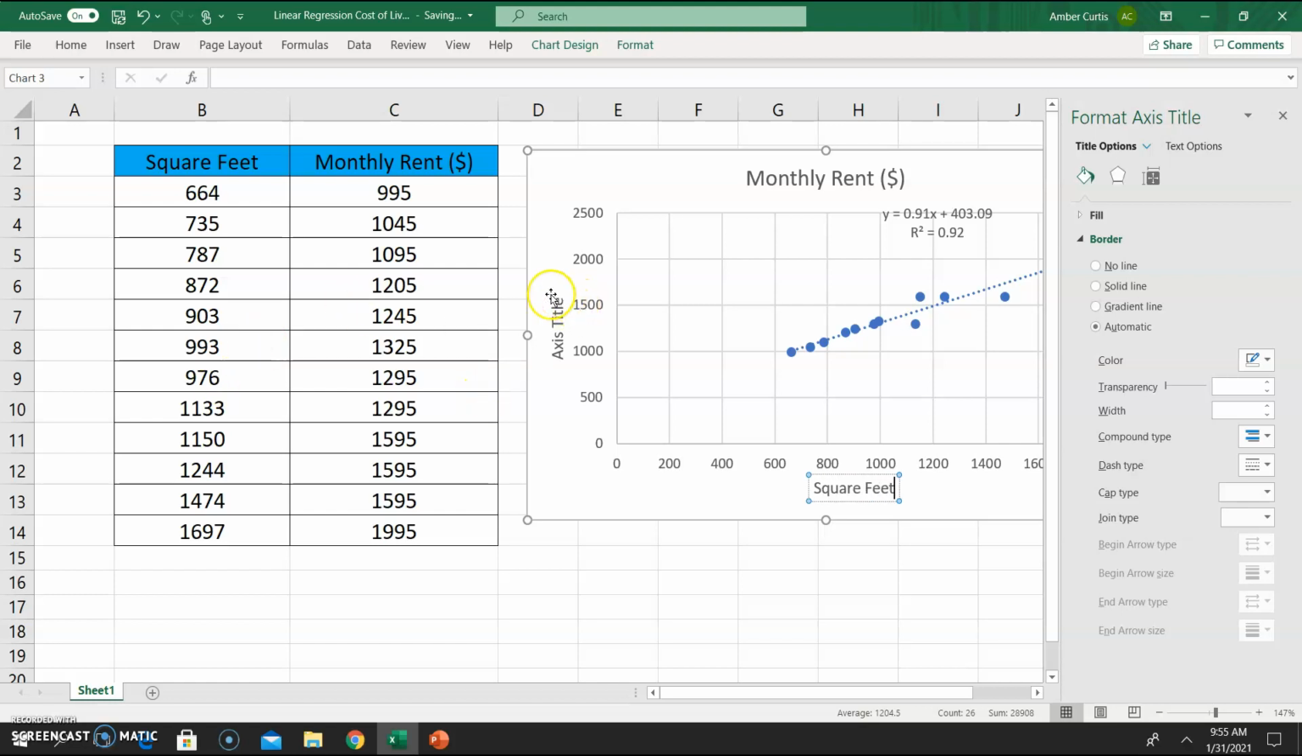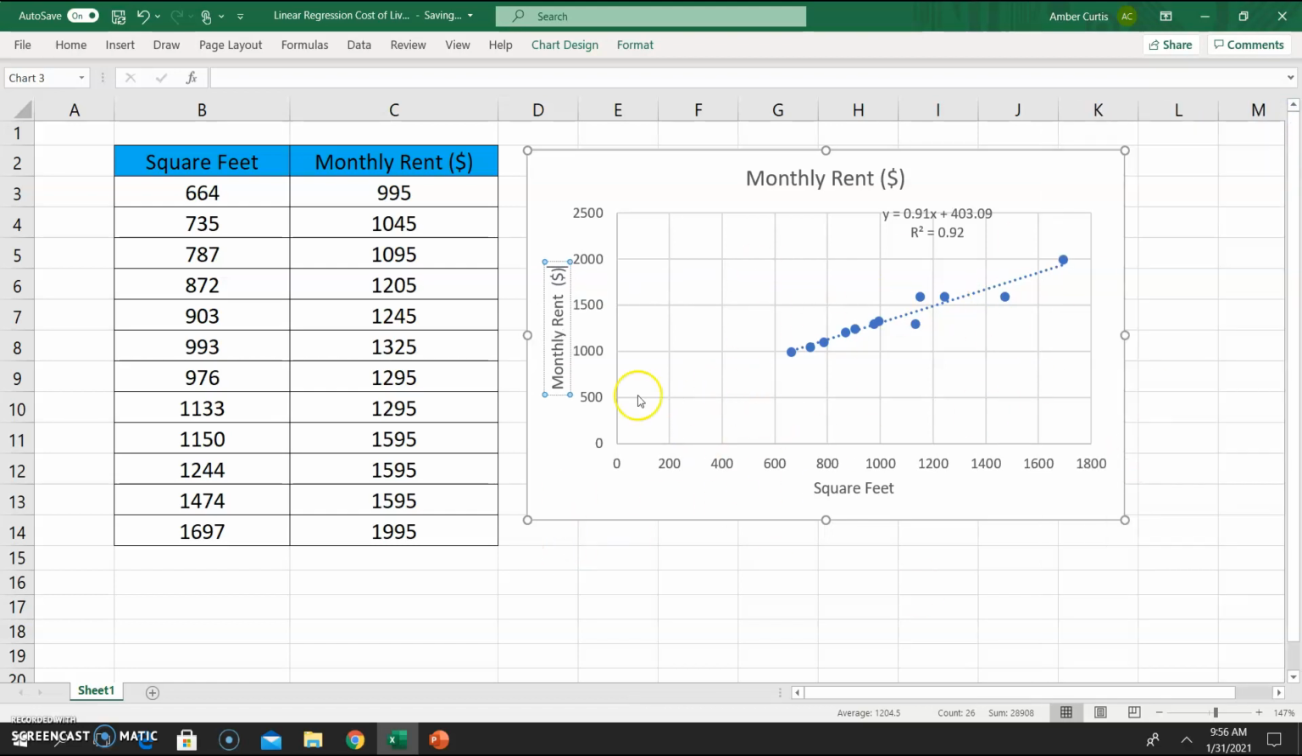And then our vertical axis, or y-axis, is equivalent to our second column of our table, and that is the monthly rent in dollars. Now this is useful to have because then when an outsider reads this graph, we can see what is being compared. We can see that as the square footage increases, the monthly rent is also increasing.